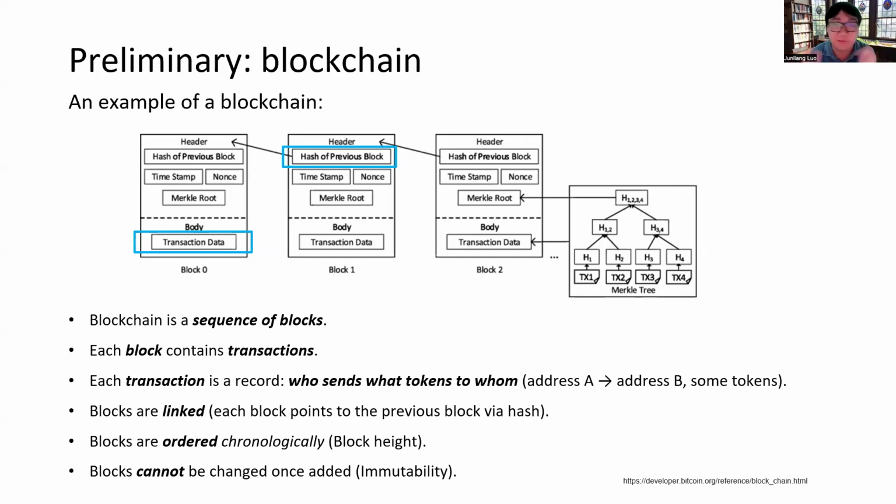chronologically linked, from the oldest block to the newest block. Every block is linked by the hash of the previous block. Therefore, they are ordered by time. We call it block height: the higher the number, the newer the block. And blocks cannot be changed once added. So it's immutable, which means anything on a block cannot be changed once it's finalized by the network.